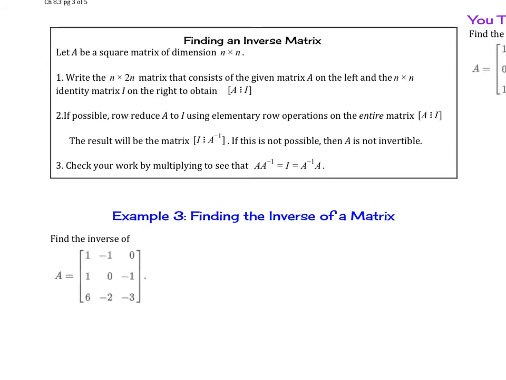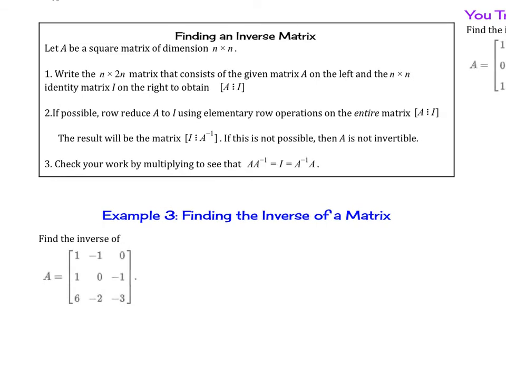So, finding an inverse matrix: let A be a square matrix of dimension n by n. Remember, it has to be a square matrix in order to be able to find the inverse. Then write the n by 2n matrix that consists of the given matrix A on the left, and the n by n identity matrix on the right, to obtain A dashes I. If possible, row reduce A to the identity using elementary row operations on the entire matrix. The result will be the identity, and then the inverse of A. If this is not possible, then A is not invertible.